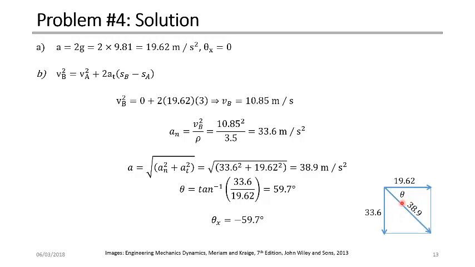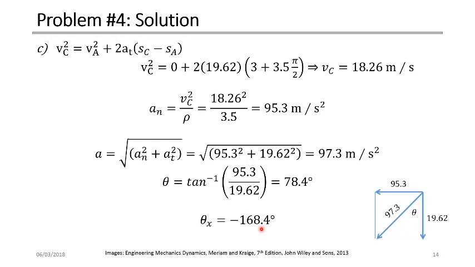Remember that it was required in the problem to get the value of the angle measured from x, considering that the counterclockwise is positive. So if we consider that this is x positive, we are measuring the angle in this direction. So that's why we should say here it's negative 59.7 measured from the x positive direction, considering the counterclockwise as the positive direction. And now considering the third and final position where the particle reaches point C.